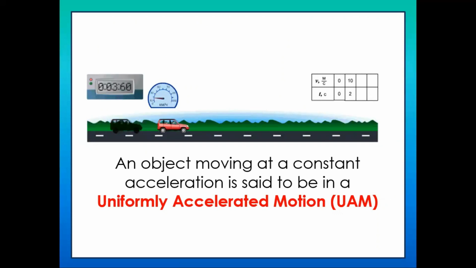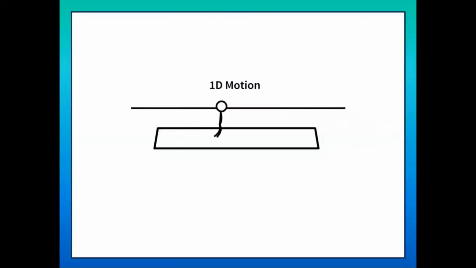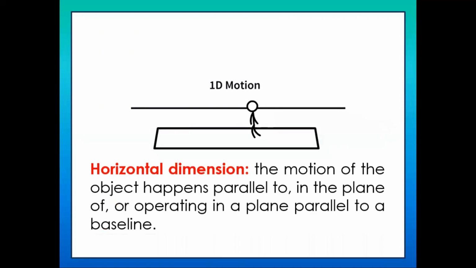So, in this video recorded discussion, we have two parts, the UAM in horizontal and vertical dimensions. For the first part, our attention will be on the topic of UAM in horizontal dimension. In UAM in horizontal dimension, the motion of the object happens parallel to, in the plane of, or operating in a plane parallel to a baseline.